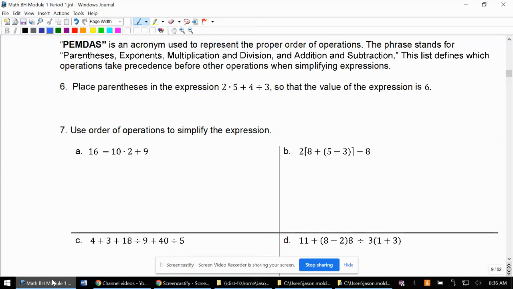This is the second video and second page of the 1-1A lesson. PEMDAS, or Order of Operations. PEMDAS specifically is an acronym used to represent proper order of operations. And the phrase stands for parentheses, exponents, multiplication and division, addition and subtraction. This list defines which operation takes precedence before other operations when simplifying expressions.